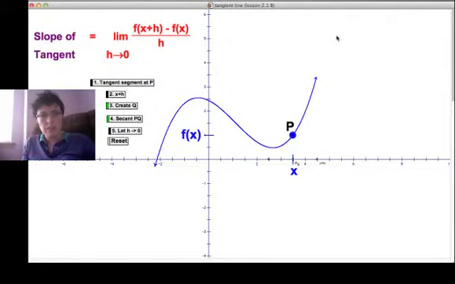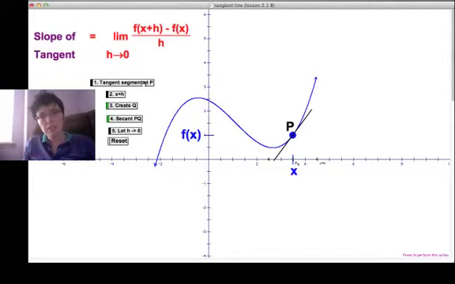Alright, hi guys. Really quick video here just to show you where this whole definition of a derivative comes from. We've talked about this in class a little bit. I'm going to show you a visual here on the screen. So let's say at point P on the graph we want to find the tangent line. So here's a picture, you can see the tangent line.